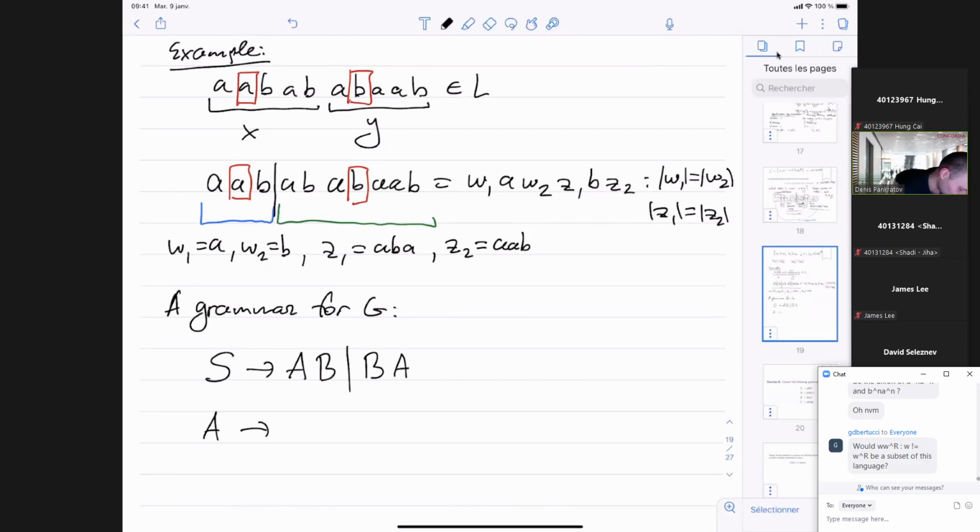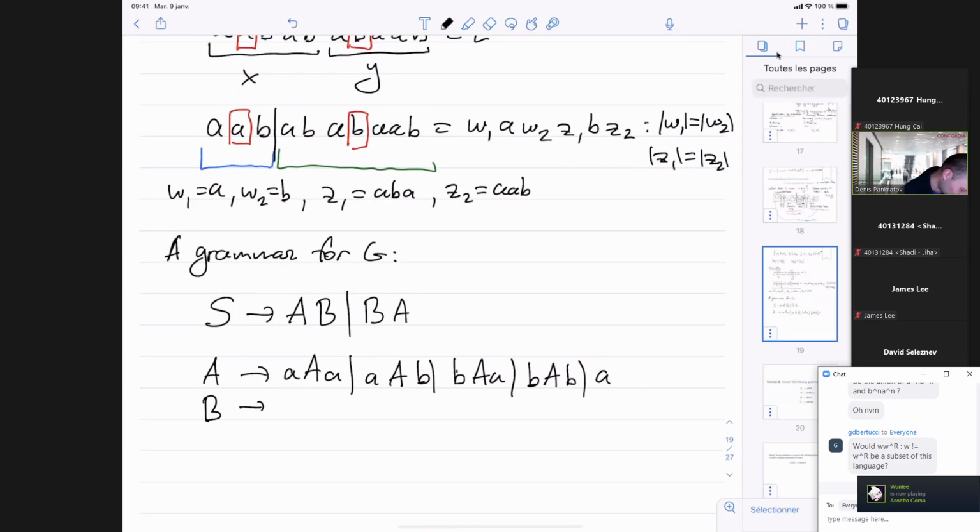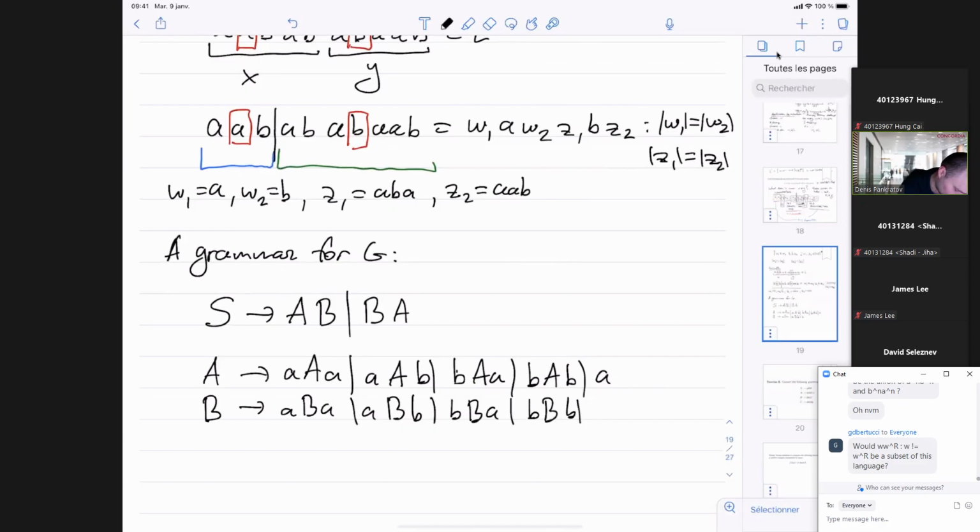A in the middle of a string means that we can either generate A on one side, A on another side, A on one side, B on another side, B on one side, A on the other side, B on one side, B on the other side. And the only way we exit this loop of generating a thing is to generate A. And B is kind of similar, except when we exit the loop, we ensure that we generate a B. So this is our grammar.